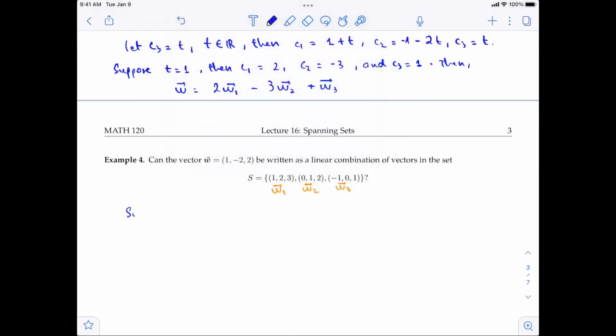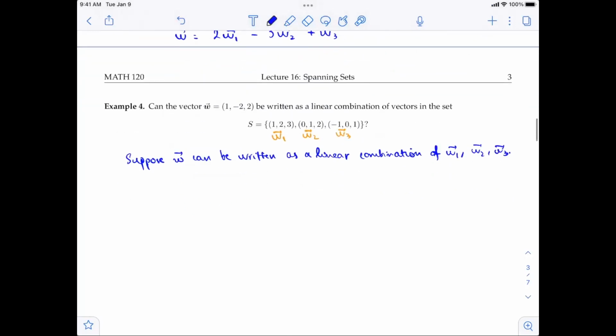Right. So suppose W can be written as a linear combination of W1, W2, and W3. So that is, there exist C1, C2, C3 such that W is equal to C1 W1 plus C2 times W2 plus C3 times W3.